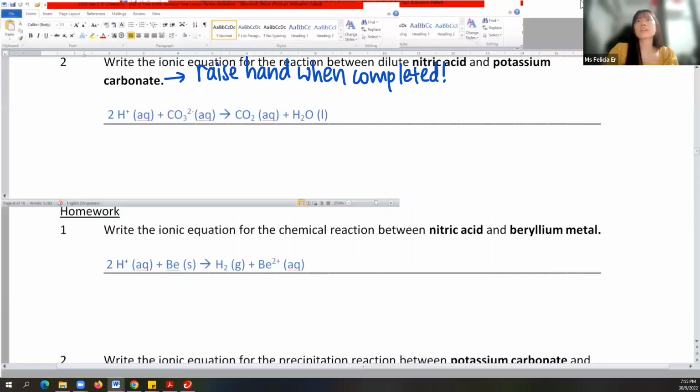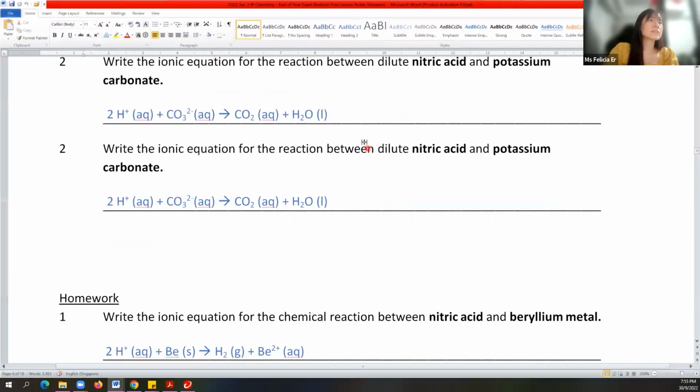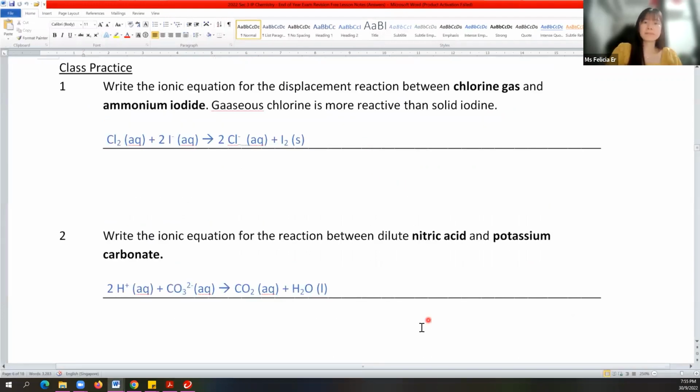Okay, let's check through your answers. Here's the answer over here. Can you check your answers? Any of you need me to demo how to get the ionic equation for question number 1 or 2? Need me to show you the working? If you need, make sure you say. If not, I take it that you can get it correct, then I move on. If you need, tell me now, I will demo to you. Since no one said anything, I take it that you all got both correct. Okay, sure, question number 2, I'll go through.